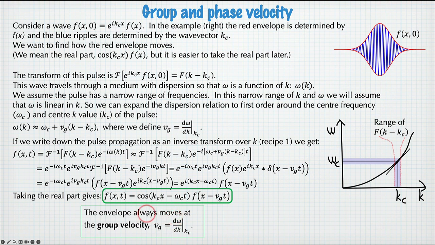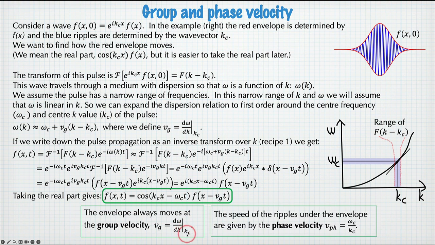The envelope moves at the group velocity, which is Vg. It's the derivative d omega dk at the value kc, and the speed of the ripples under the envelope, that is the speed of the carrier, is the phase velocity given by omega c divided by kc.